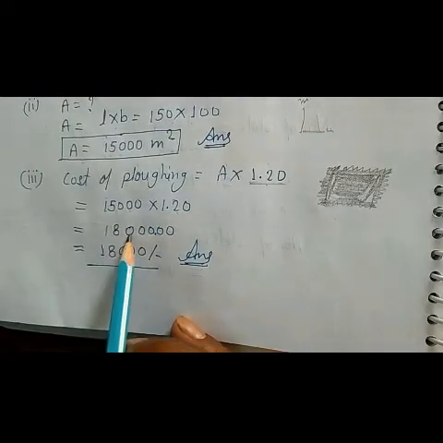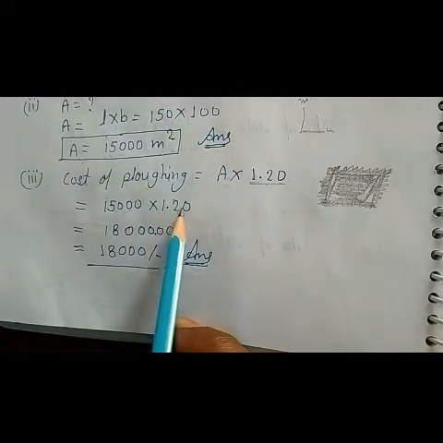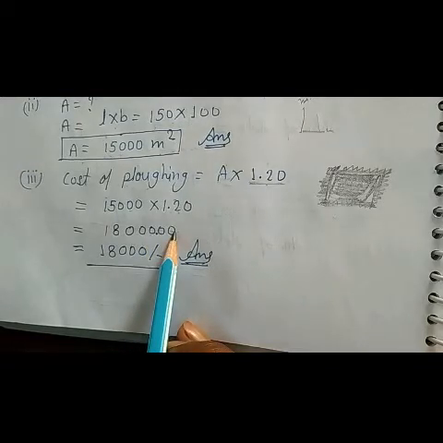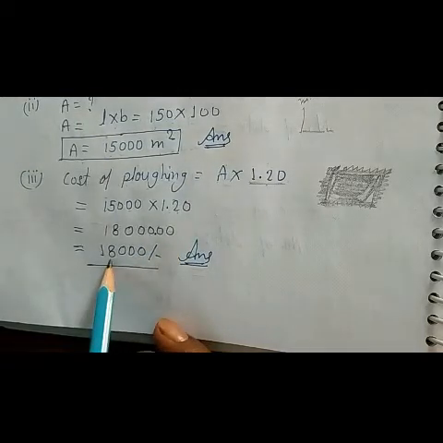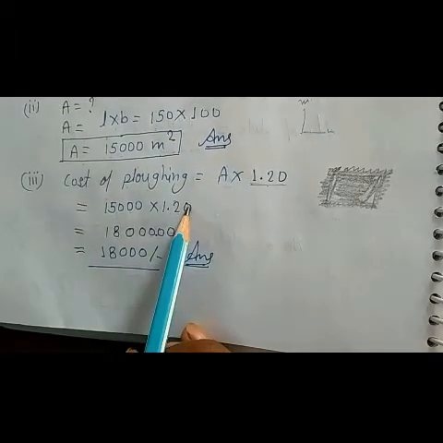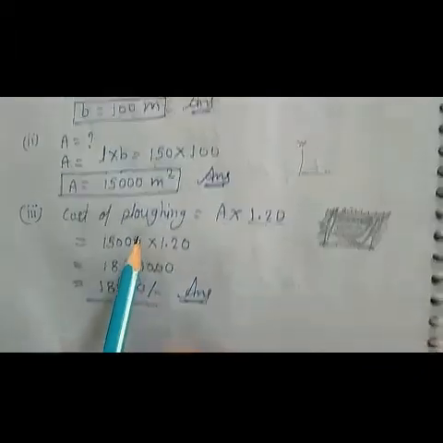This will be 18,000 and 0.00. 2 decimal places here. Place the decimal inside 2 digits. After the decimal there is 00. No need to write these 00. Simply 18,000 rupees is the total cost of plowing the field. This is the solution.